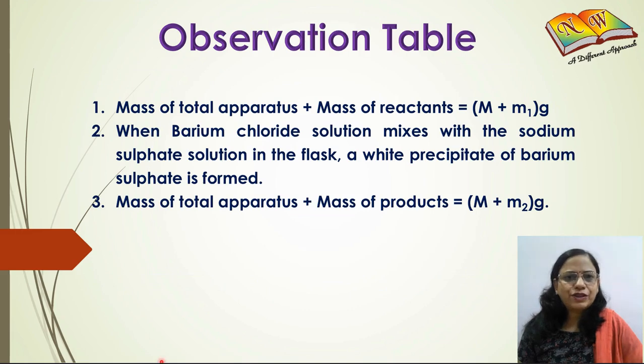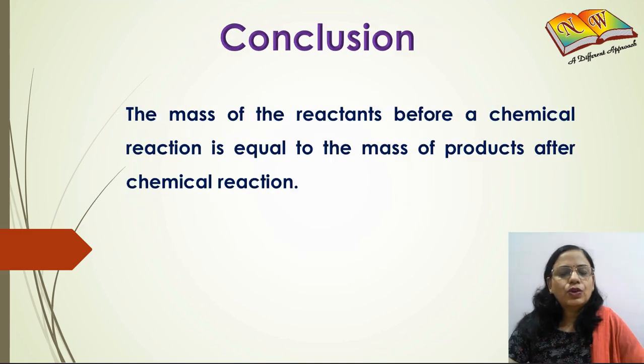Based on the experiment that we saw just now, we observed that the total mass of the apparatus and the mass of the reactants before the reaction, and after the reaction the total mass of the apparatus and the mass of the products, was the same. So capital M plus m1, where capital M is the mass of the apparatus and small m1 is the mass of the reactants, is equal to capital M again, that is the mass of the apparatus, plus m2, which is the mass of the products. So the conclusion that can be drawn is that the mass of the reactants before a chemical reaction is equal to the mass of the products after the chemical reaction.